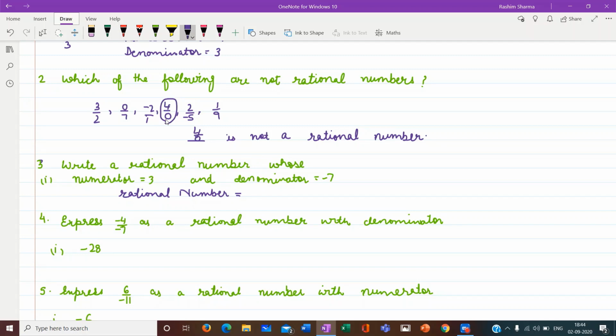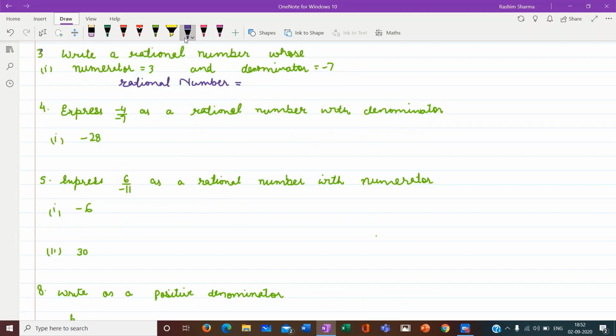Alright, next question number 3 is, write a rational number whose numerator is equal to 3 and denominator is equal to minus 7. Now we know a rational number can be written as numerator upon denominator. So we will write it here as 3 as numerator and denominator as minus 7. So our rational number is 3 on minus 7.